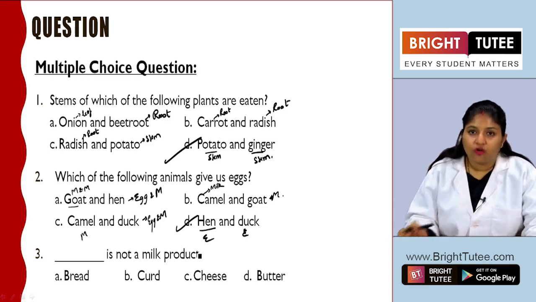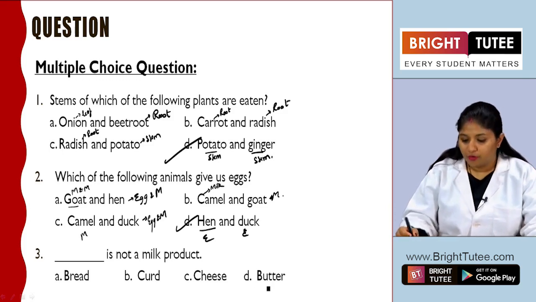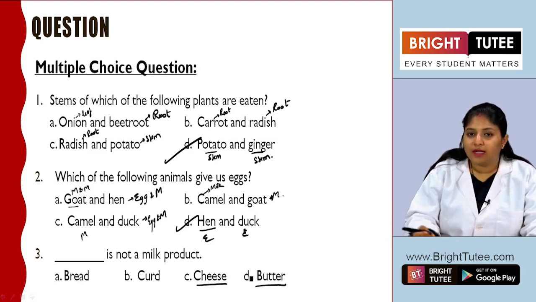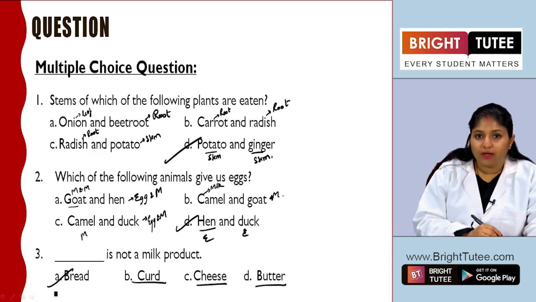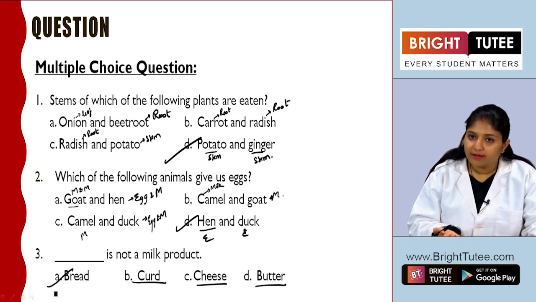Then, dash is not a milk product. Out of these, one is not a milk product. We know butter is a milk product, it comes under dairy products. Cheese is also a milk product. Curd is again a milk product, whereas bread is not a milk product. It is a plant product, made up of wheat.